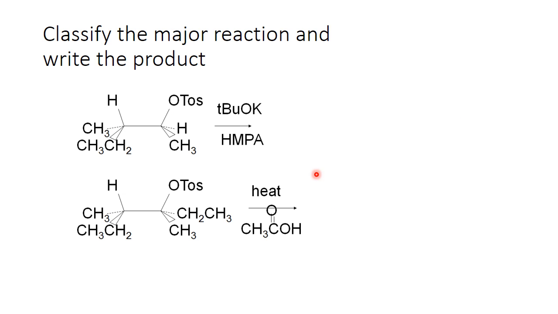Okay, so classify these major reactions and write the product that forms. Okay, for the first reaction, I see that it's a secondary compound with a good leaving group. But I look over here and I see a bulky base. That bulky base cannot do SN2. Even though the conditions are good for SN2, the bulky base will not allow it. So we're going to have an E2 mechanism here.